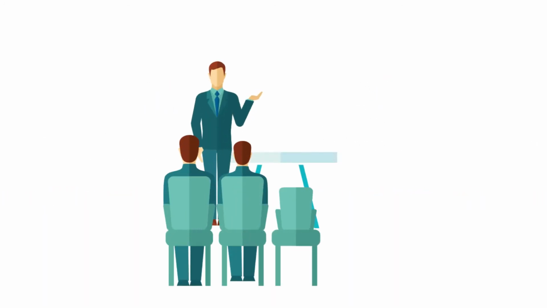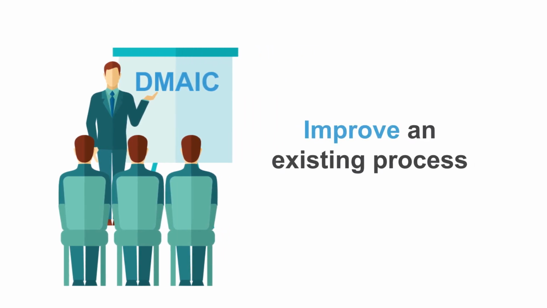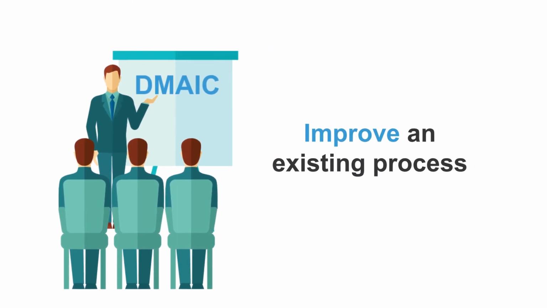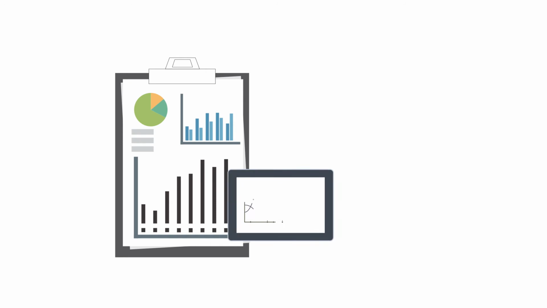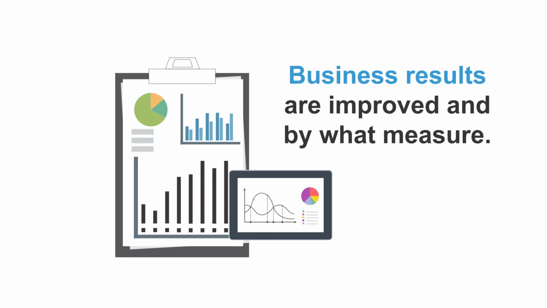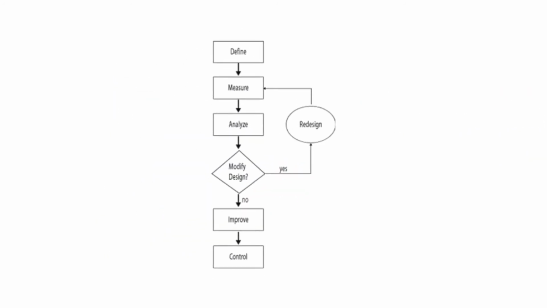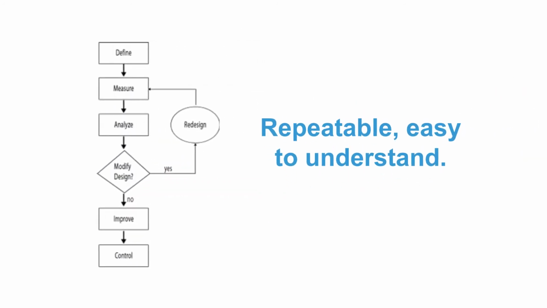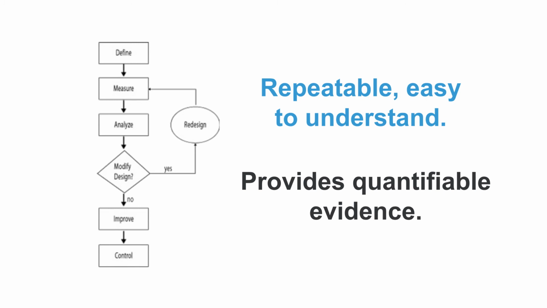Teams can use DMAIC to implement a new process or improve an existing process. Because change is based on collective data, it is possible to determine whether business results are improved and by what measures. DMAIC is popular because it is repeatable, easy to understand, and it provides quantifiable evidence that improvements are working.